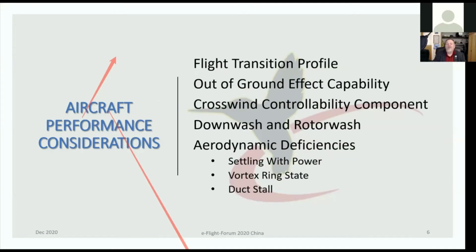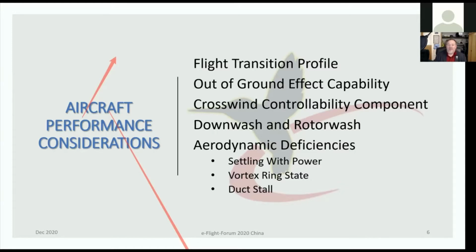Aircraft performance is one of the big things that we're talking about with NASA and the FAA right now. Flight transition profile is one that we're paying very close attention to. What does the aircraft's transition look like from cruise flight to hover flight? What type of space do they need? What airspeed are they arriving at, decelerating to? Or what's the angle of approach that they can accomplish?